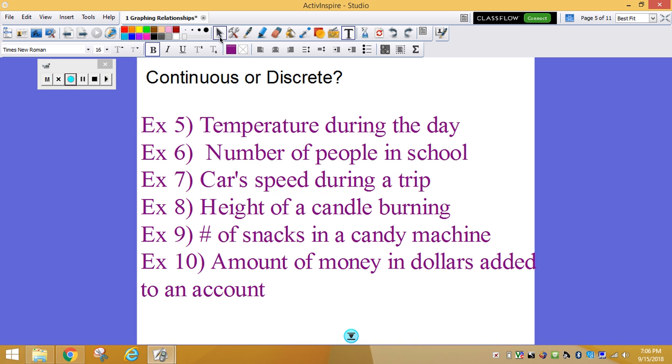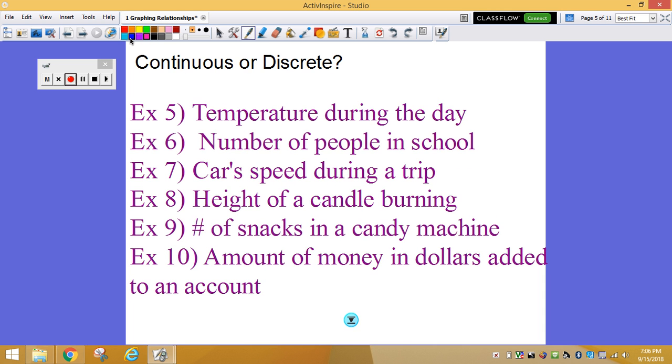All right, these I want you to, you don't have to write them down, but I want you to attempt it. See if you can figure out if they're continuous or discrete. Remember, continuous, you can have halves. So height or time or distance, those can have halves. Discrete means you cannot. Okay, so pause it, try these, and then we're going to go over it. Hopefully you tried them, and we're going to go over them, all right?